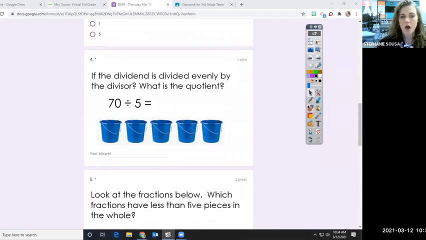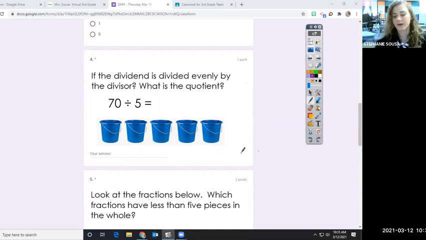But I can also use common sense, and I know that half of 10 is 5. All right, if the dividend is divided evenly by the divisor, what is the quotient? Again, we have buckets. Buckets remind you that you can carry more than one thing, okay? If I have one thing, I don't need a bucket. If I have lots of things, I need a bucket to carry them in so I don't drop them. So those buckets can remind you that you need more than one inside of each bucket.